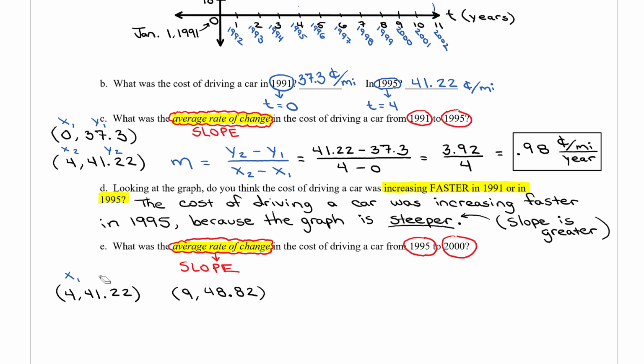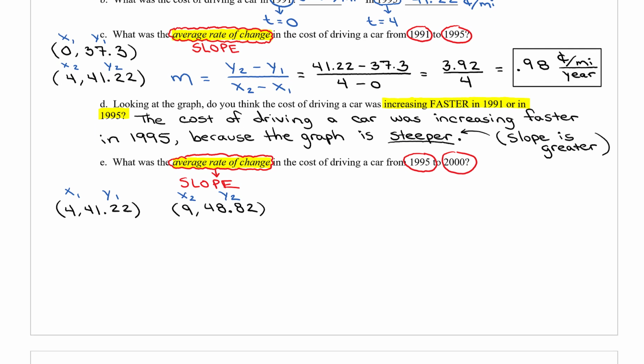1 above the 4 and the y sub 1 above the 41.22, and I'm going to label the point 9, 48.82 with x sub 2, y sub 2, with the x sub 2 above the 9 and the y sub 2 above the 48.82. So now we're ready to find slope.